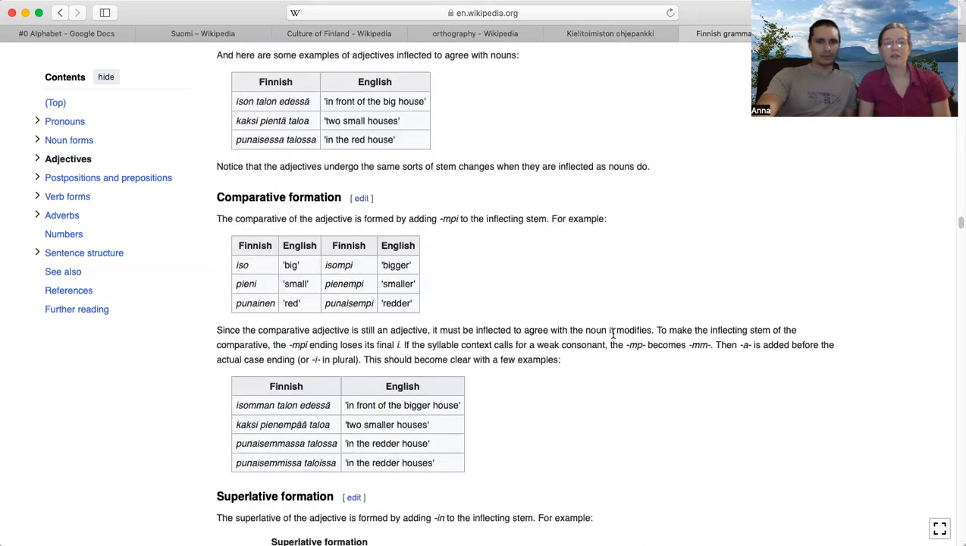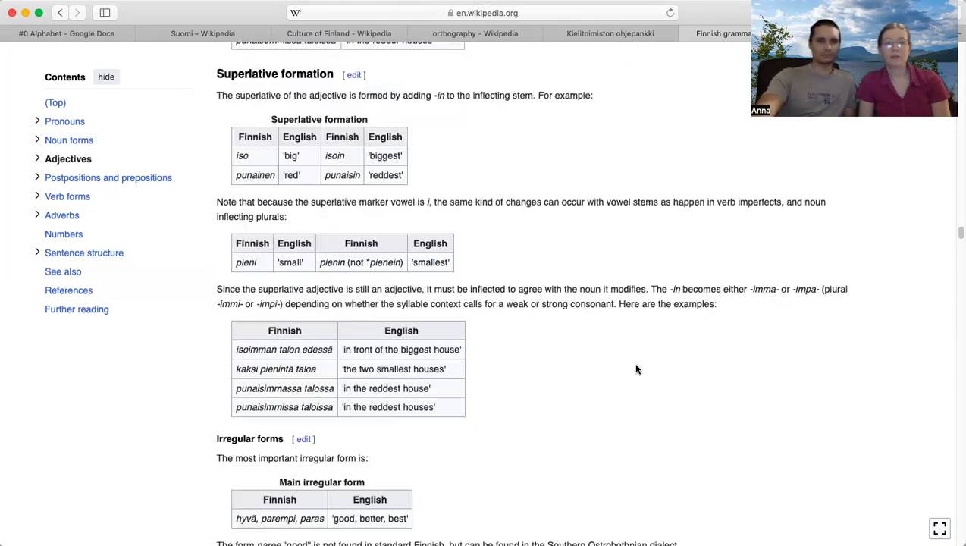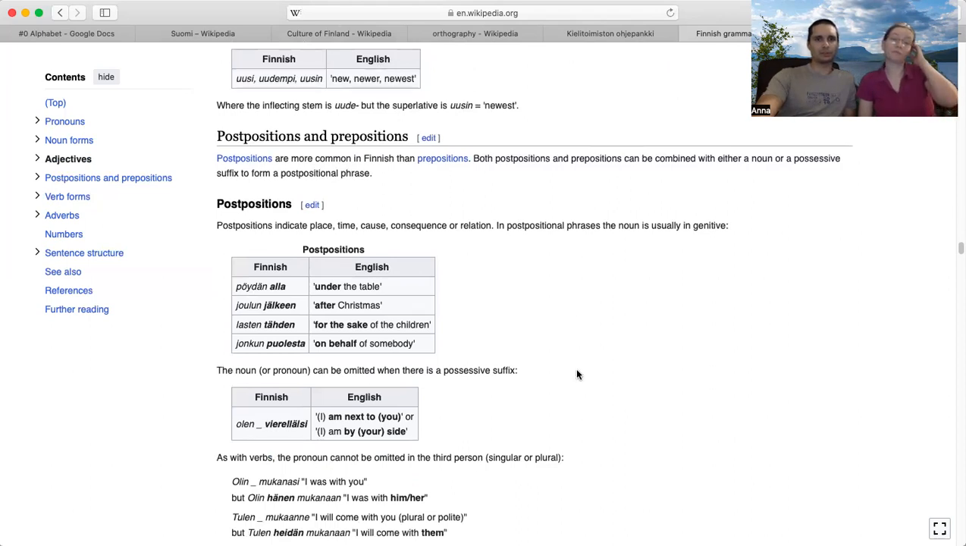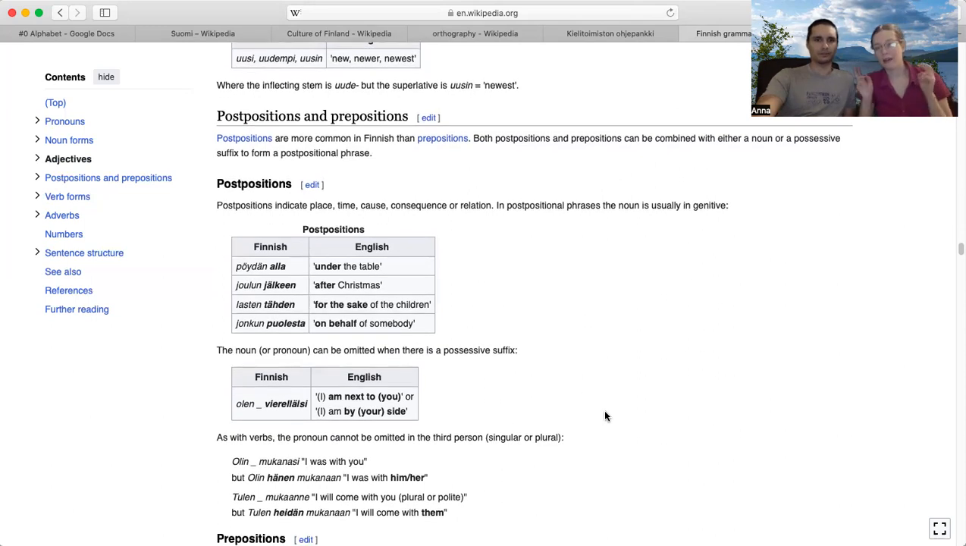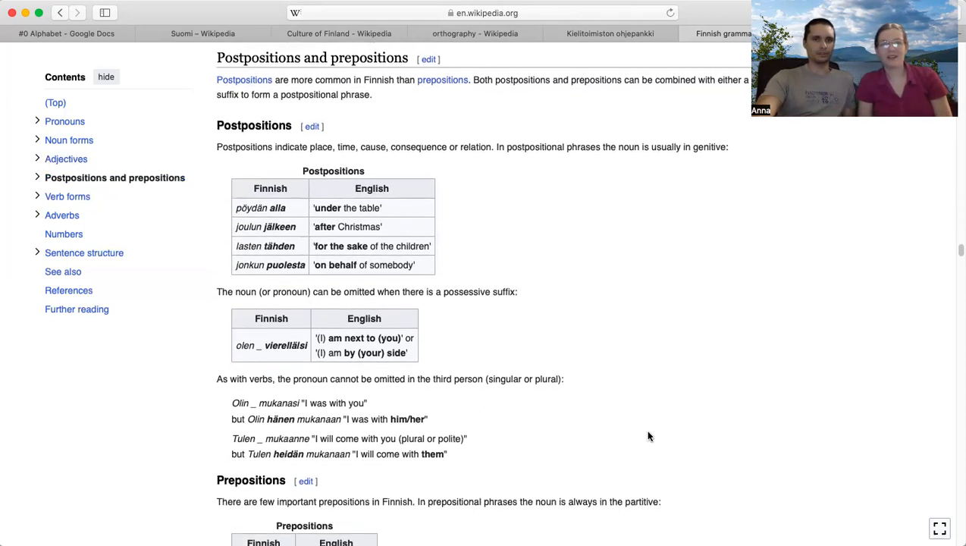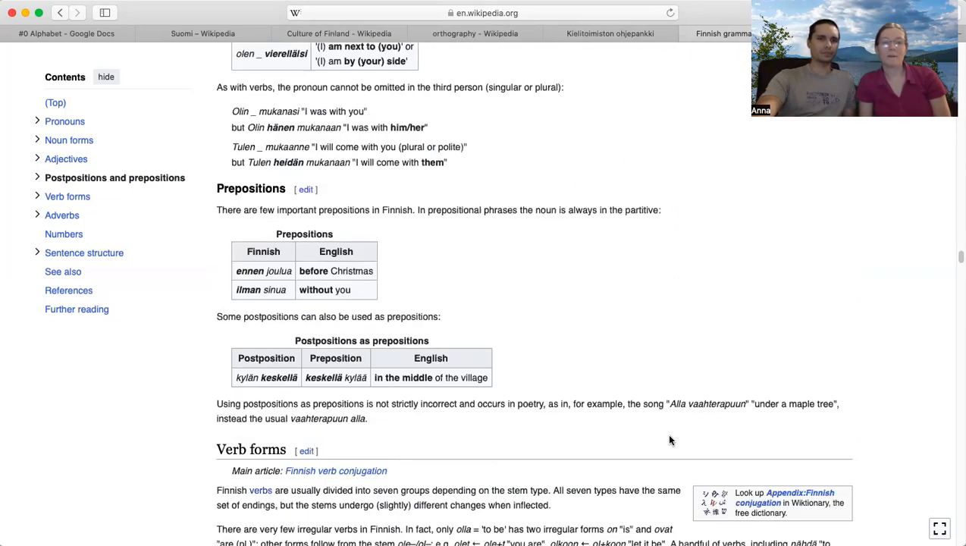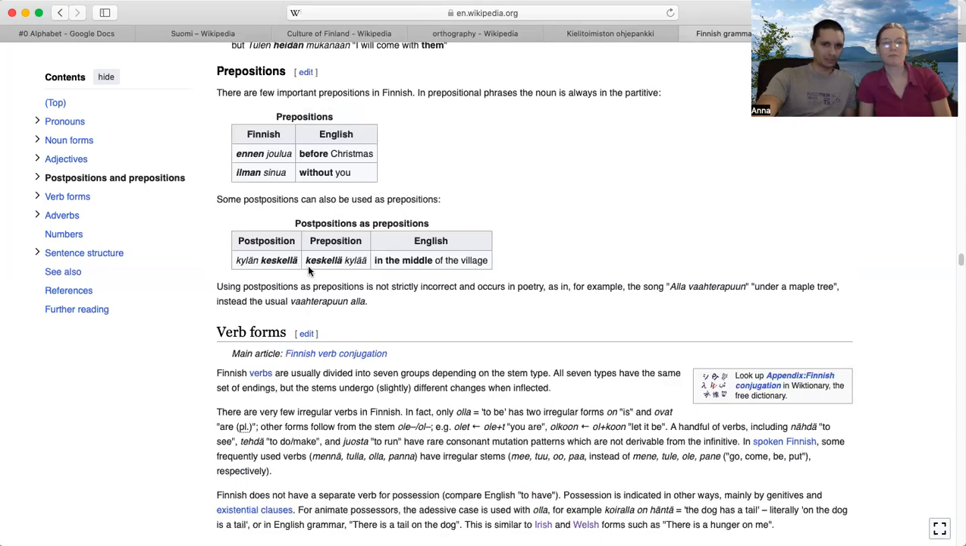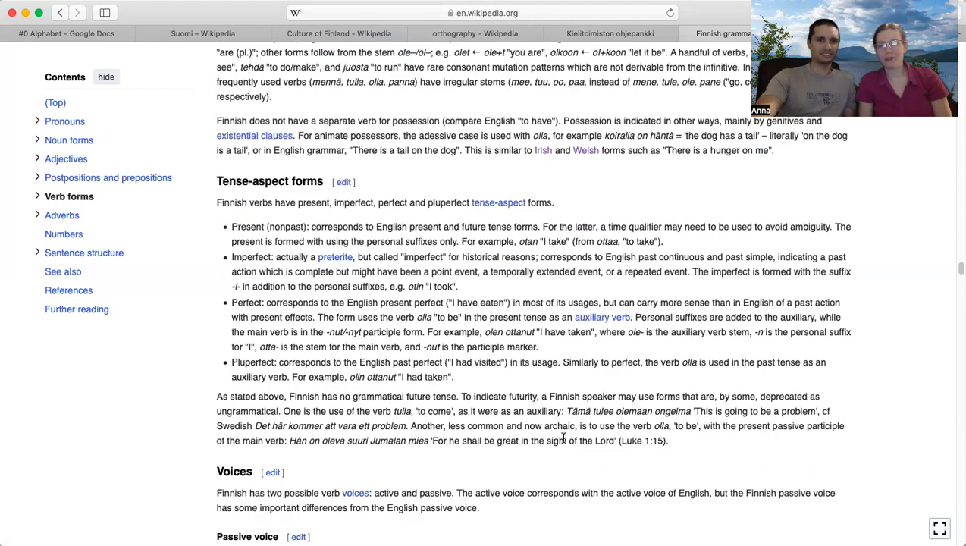Adjectives, comparative form. Yeah, it has comparative forms. Postpositions and prepositions. We don't have that many prepositions. But yeah, there is kind of postposition. So as I explained for those who don't know grammar terms, this is a preposition, but after the noun. And then there are some that you can put before or after that can function as well, depending on the case also.